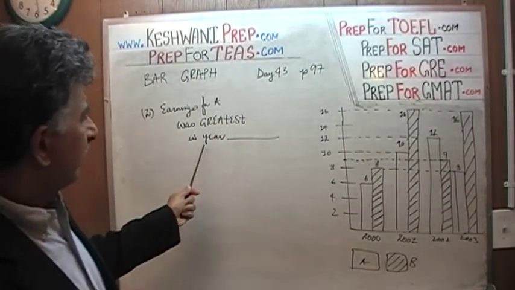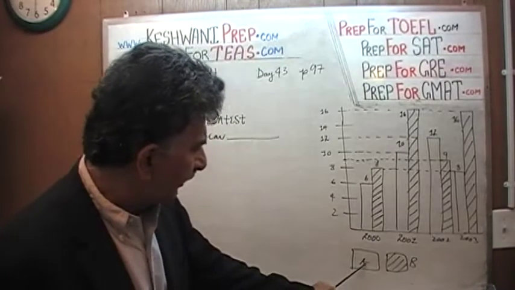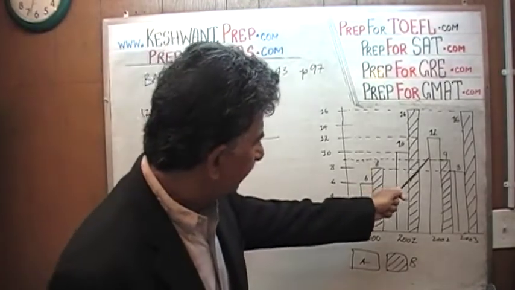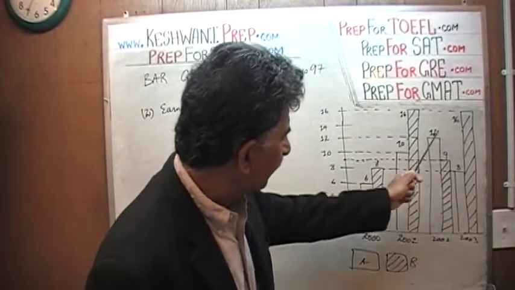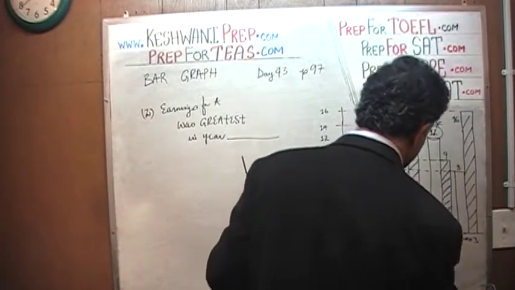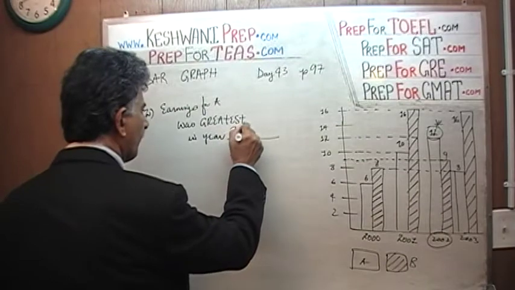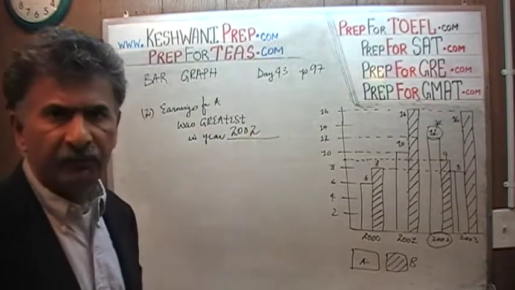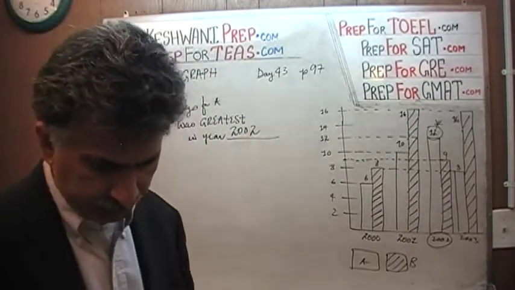So, in which year was the earning for A greatest? Make sure we're looking for A, this grid. So this is 6, 10, 12, and 8. There you go, 12 is the answer there. It is greatest in 2002. So don't mix up your A and B, do you understand?